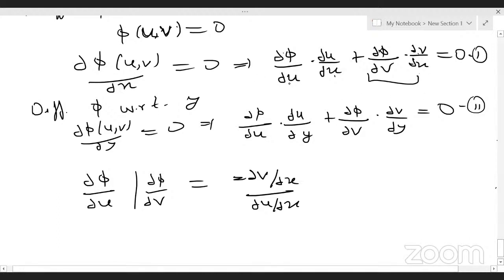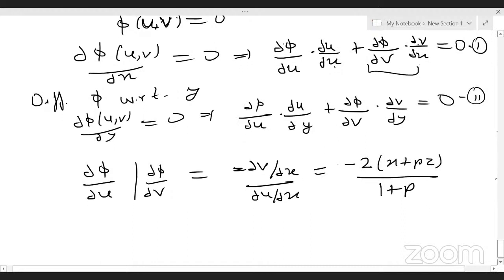So it will give you del phi by del u upon del phi by del v is equal to minus del v upon del x upon del u upon del x, which is equal to what was del v by del x. This will be minus 2x plus pz upon this was 1 plus p, right?